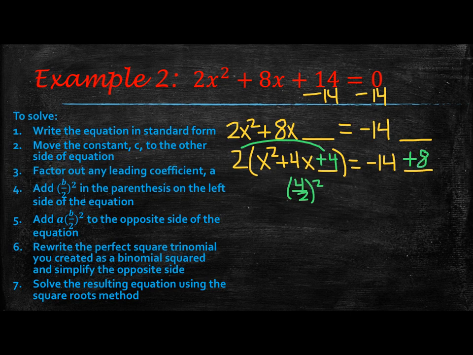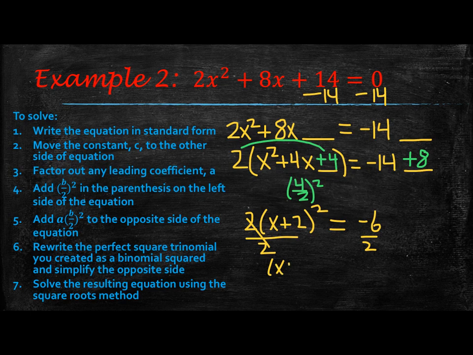Now go ahead and factor it as a perfect square trinomial. So we've got 2 parentheses x plus 2 squared. That's how that would factor. And then on the right we have negative 14 plus 8, which is a negative 6. At this point we're trying to solve for x, so we'd want to divide both sides by 2.